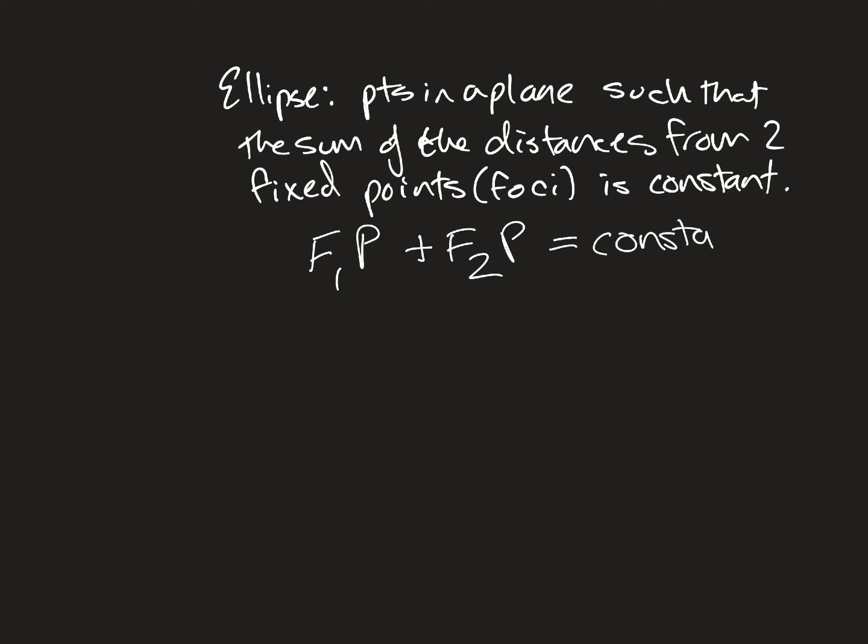And was it always equal to? Yes, it's equal to the length of the string, but we also discovered in class it's equal to 2a. And what the heck is 2a? Well, 2a is going to be the length of the major axis.